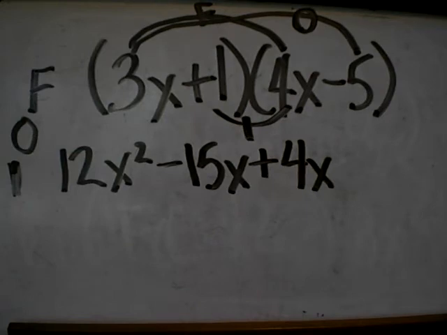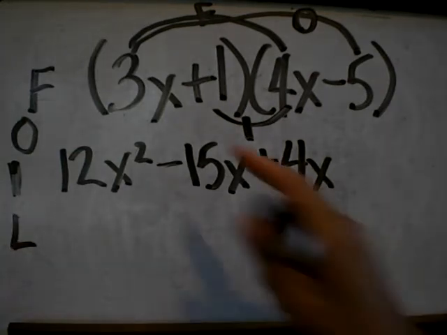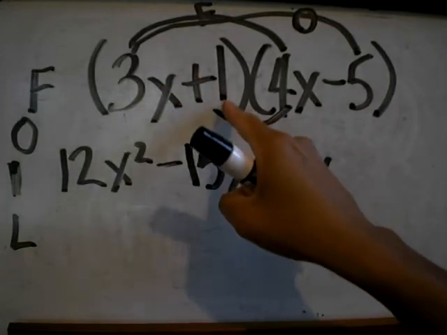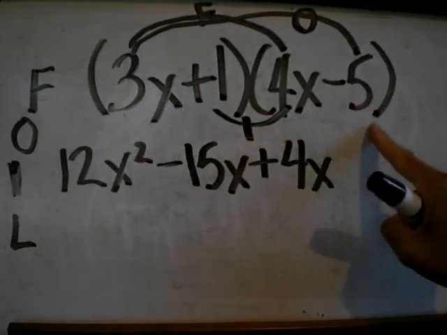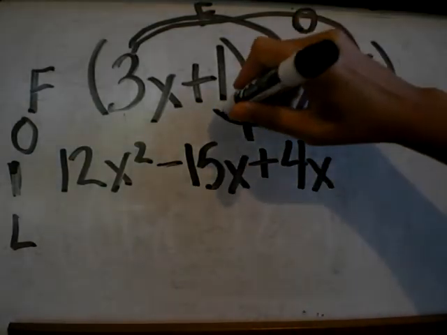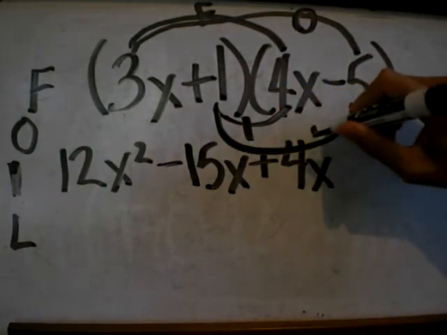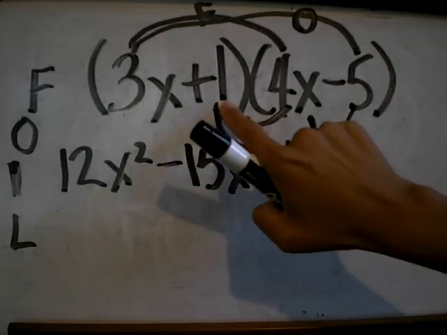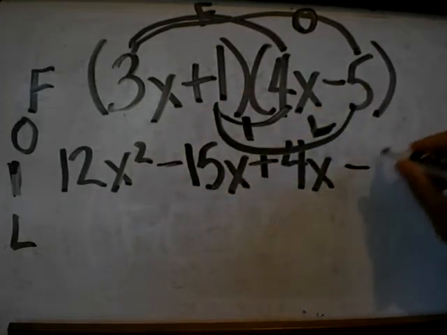And then the L in FOIL represents last. So remember, first, last. These are the two lasts. So that's the L. 1 times negative 5 is negative 5.